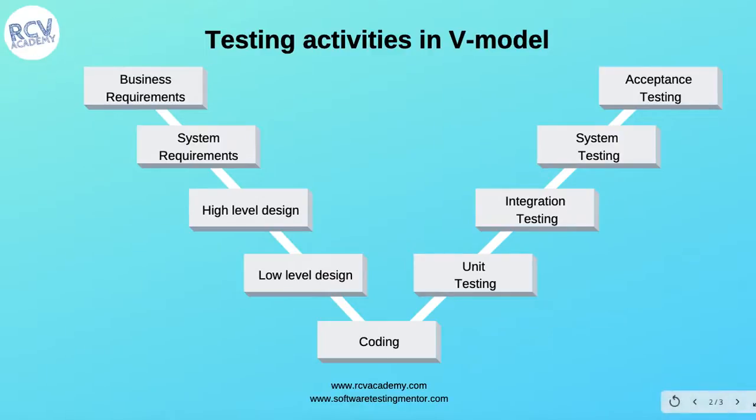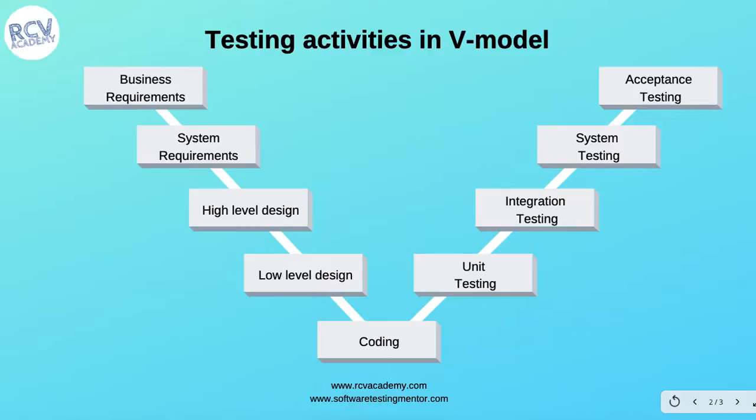As you can see in the V model, the testing team was involved in almost each of the phases from the beginning. However, most of the testing activities in the V model were still left to the end. In this model, you have the business requirements, which form the basis for the acceptance testing. Then the system requirements form the basis for the system testing. High-level design forms the basis for integration testing, and low-level design forms the basis for unit testing.